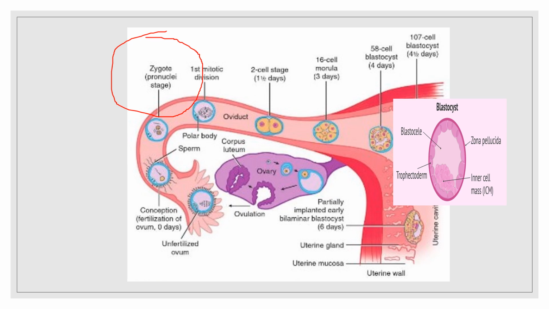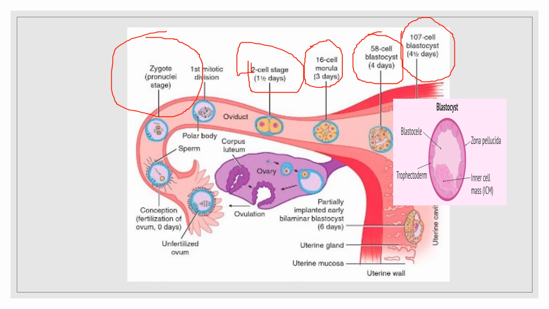So combination of zygote. By 1.5 day, there will be formation of two cell stage. By 3 days, there will be 16 cell morula. By 4 days, 58 cell. Now they will be called as blastocyst. By 4.5 day, 104 cell blastocysts.